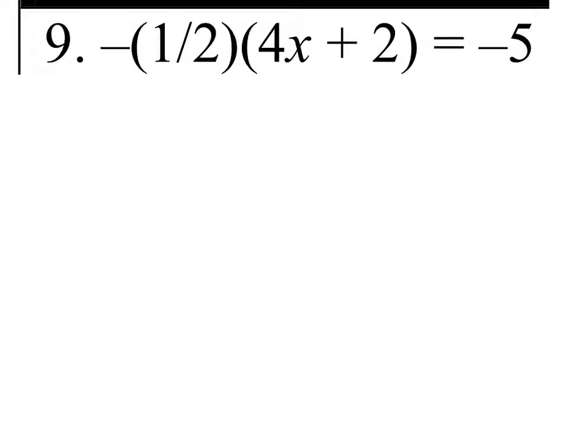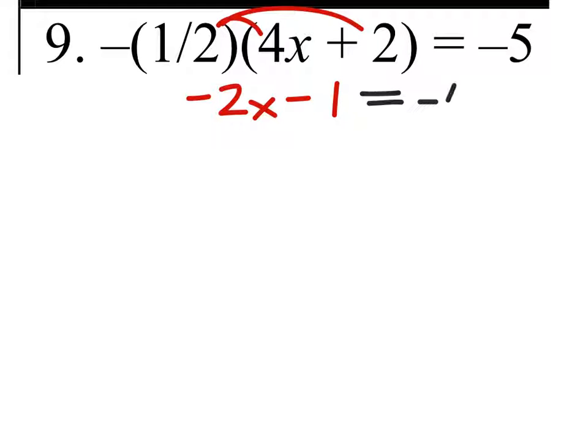Number 9, this is a fraction that we're going to be distributing, but not just any fraction. It is a negative fraction to distribute up in here. Again, hopefully this emphasizes the need for a calculator. Negative 1/2 times the 4x is a negative 2x. Negative 1/2 times 2 is a negative 1. And this equals negative 5.